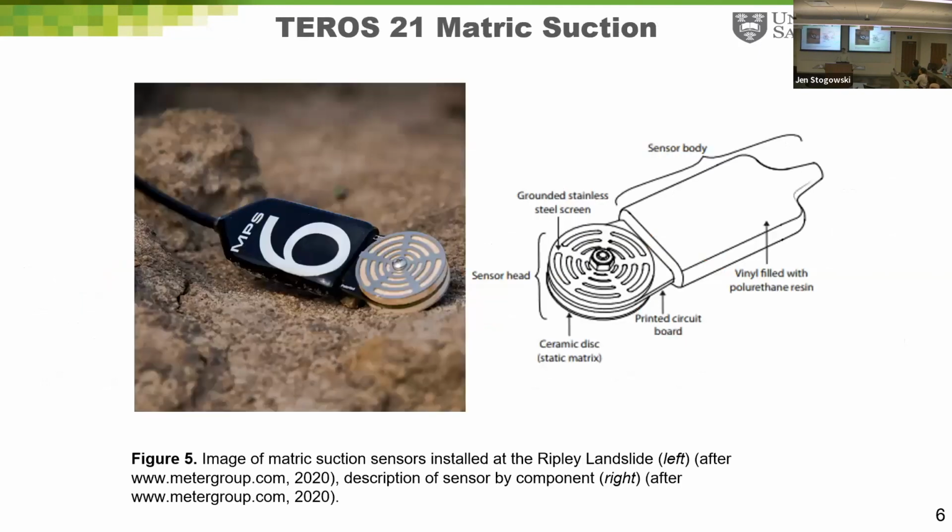The primary sensor used in this study was the TEROS 21 matric suction sensor. These sensors essentially are high frequency capacitance sensors, and the effects of soil salinity are minimal as long as the electrical conductivity remains low, which it was at Ripley. The manufacturer claims plus or minus 10% accuracy for these soil suction measurements between 9 and 100 kPa. It may extend to 2000 kPa for some soils.